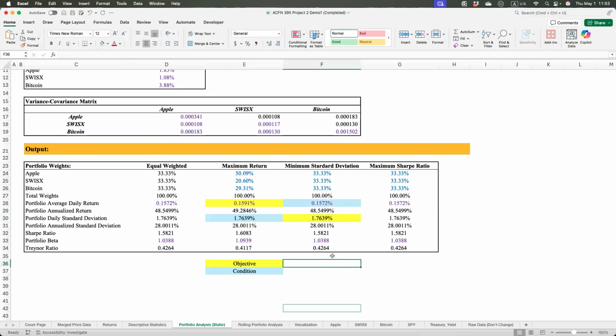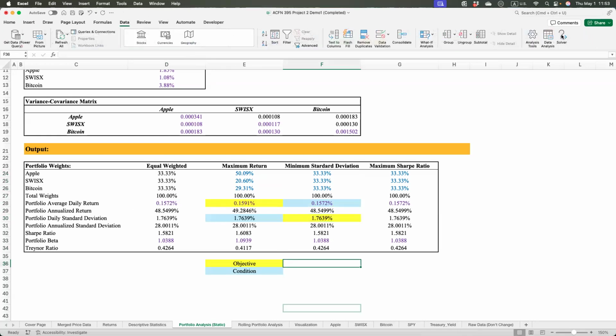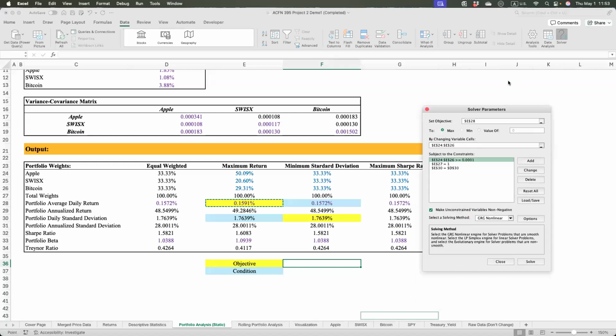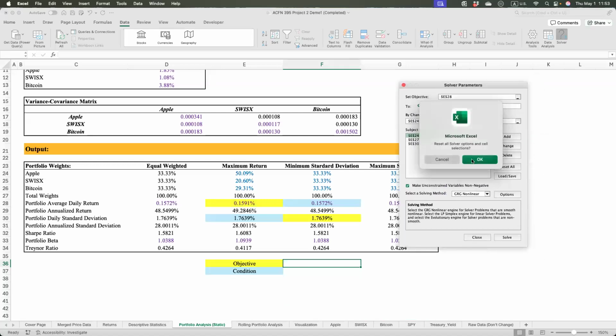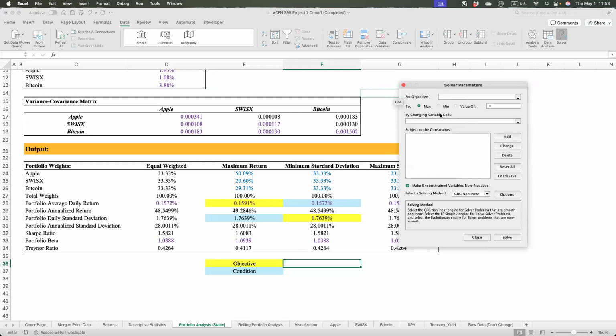So now we're gonna basically just go to Data, Solver again. Under the solver, let's just reset all, get rid of that. What is our objective? The objective cell for this second optimized portfolio is now the daily standard deviation. This is our objective cell, and we're gonna minimize that by changing the weights.